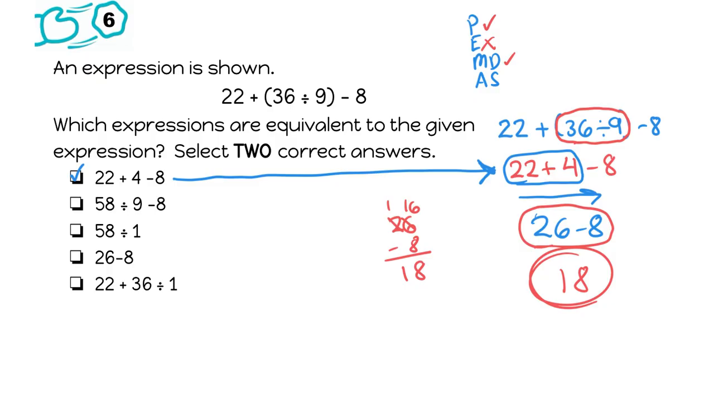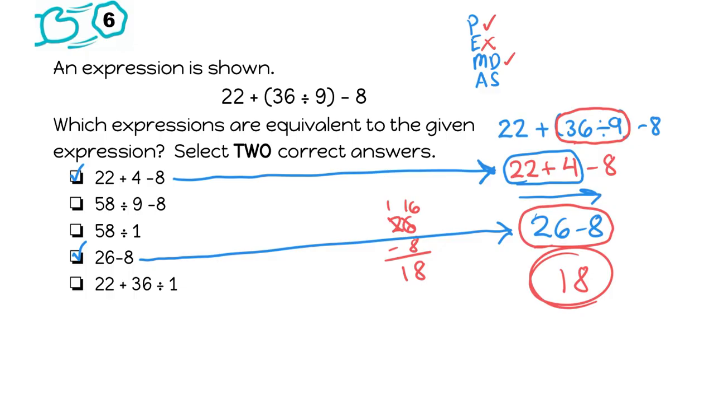Next, we have 58 divided by 9 minus 8. I don't have anything that looks like that. Next, third answer choice is 58 divided by 1. Don't have that. 26 minus 8. That is right here in my work. And so that one looks good. And last one, 22 plus 36 divided by 1. I don't have any of that. And so looks like the 2 equal answers are the first one and the fourth one.